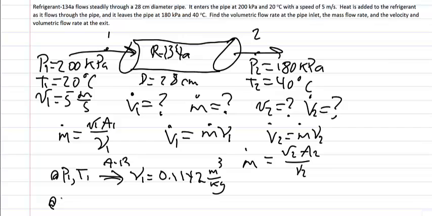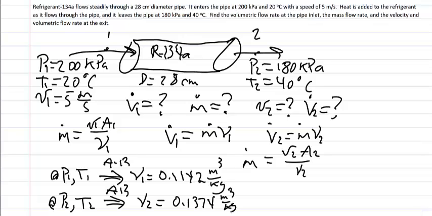Additionally, we're going to need information at point 2. Again, all we need is a specific volume. We'll go into exactly the same table, A13, and we'll look up v2. So as usual, we go into the pressure subtable. We read down to the 40 degrees Celsius line, and we find 0.1374 cubic meters per kilogram as a specific volume. We're also going to need to remember that area is simply pi over 4 times the diameter squared. So this is something we're going to use in the above equations.